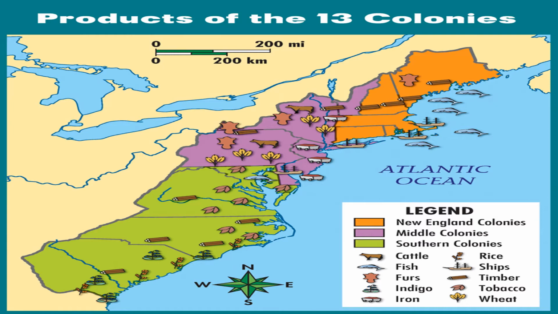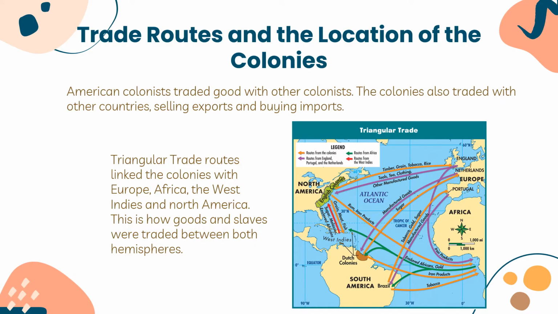And in New England, which had the least favorable climate and very rocky soil, colonists were only able to grow timber and then use furs, fish, and also build ships. This is what the economy was based on.